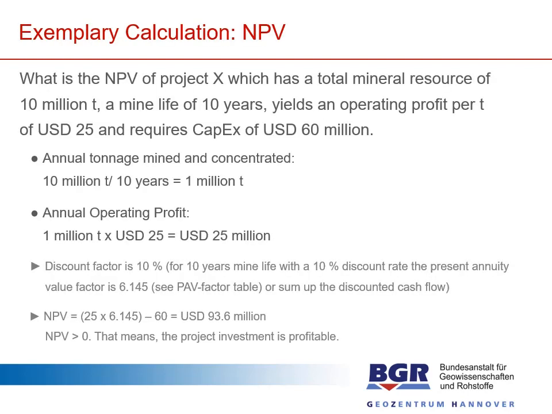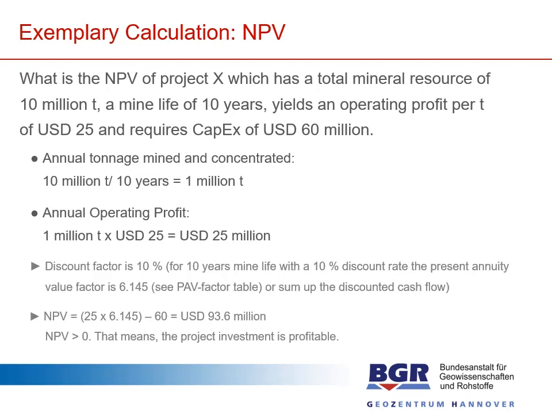So we will now see a concrete example of the NPV determination. What is the net present value of one mineral resource project which has a total mineral resource of, let's just say, 10 million tons, and we do not calculate, we are just assuming a mine life of 10 years. The project yields an operating profit of $25 per ton of ore, and it requires a capital expenditure of $60 million.